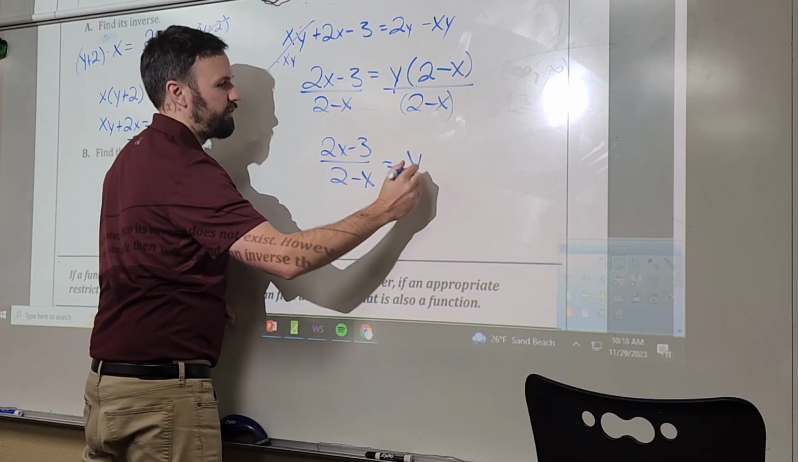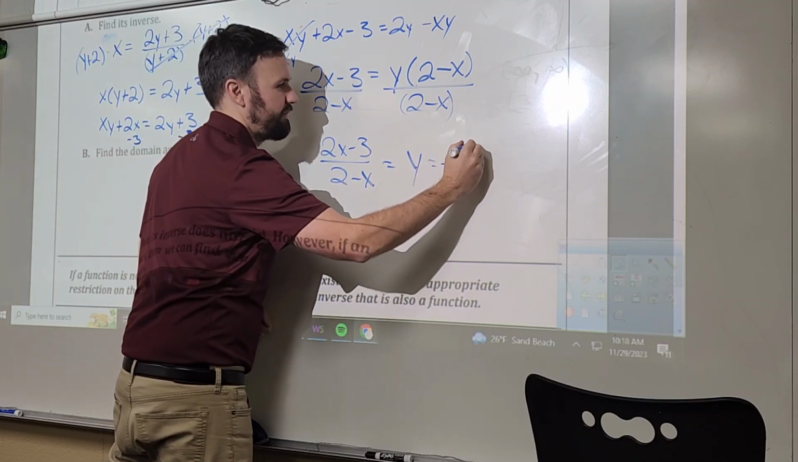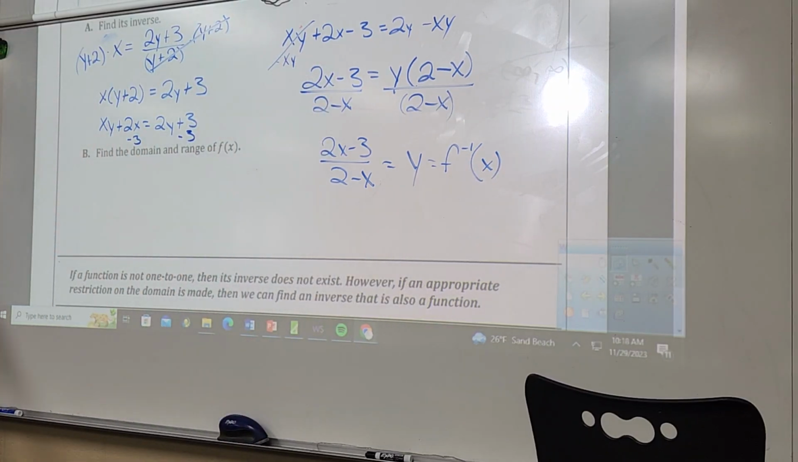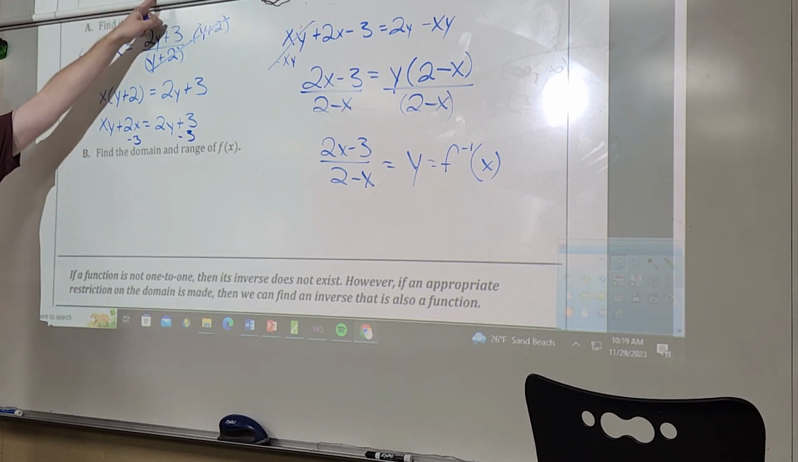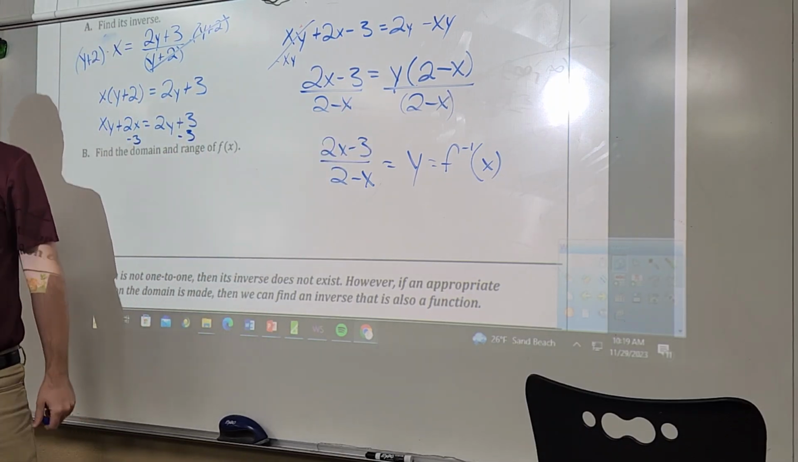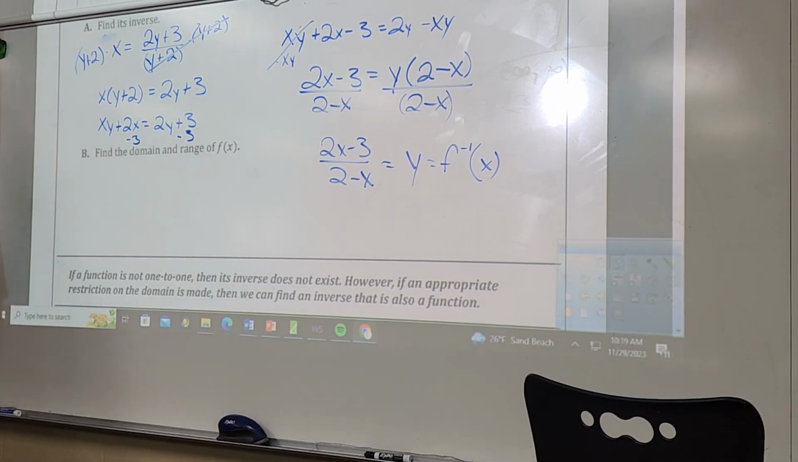What are we going to call y, though? If it was less to write, I would never plug in y. Just plug in f inverse of x when you solve it. When you get a rational function, you always need to move all your things with y on one side, factor it out, and divide. Because the inverse of a rational function is a rational function. Okay?